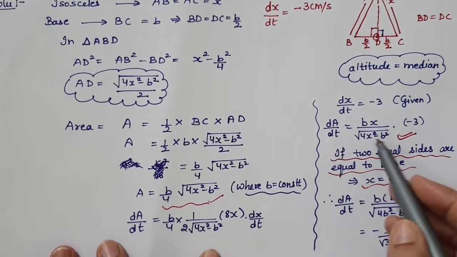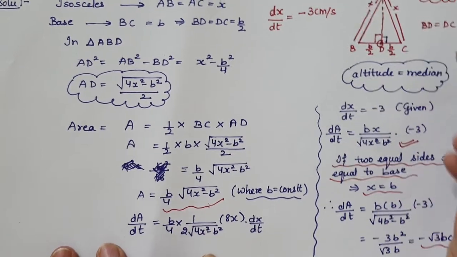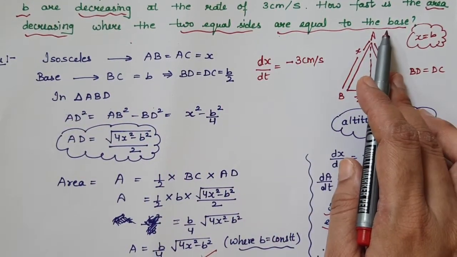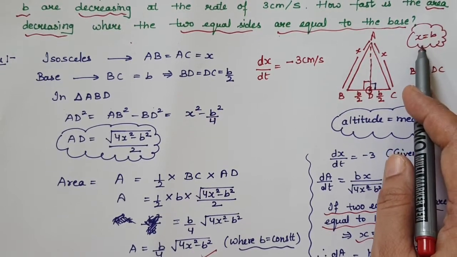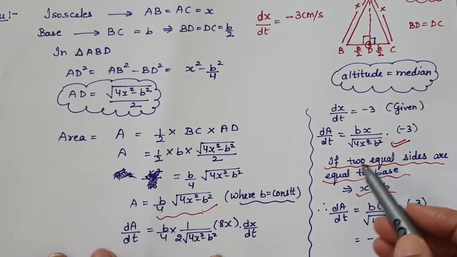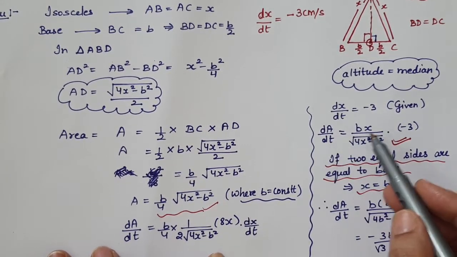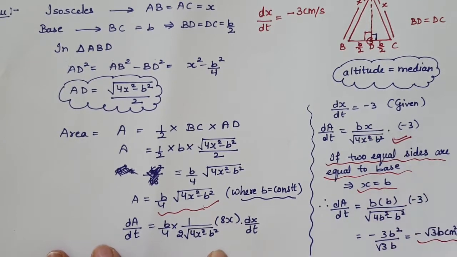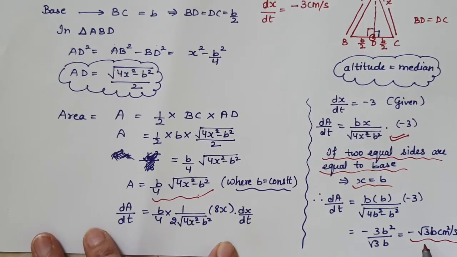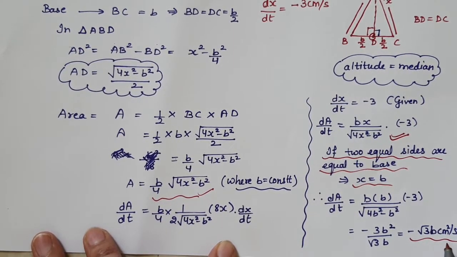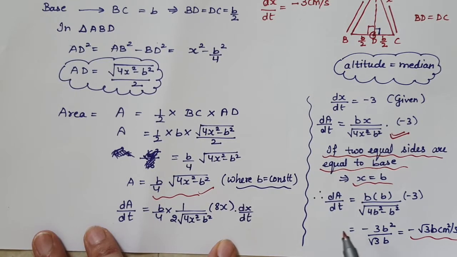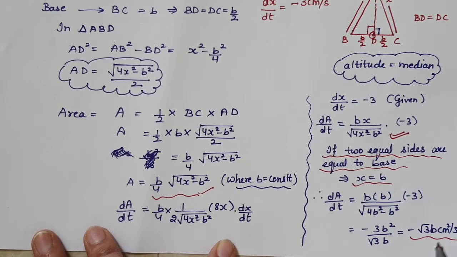Now we have to find this rate of change, and it is given to us that we need the decrease when two sides are equal to the base. So we want to find this rate of change in area when x is equal to b. All I have to do is substitute x equal to b in dA by dt. Replace x with b everywhere, and if you solve it, your answer comes out to be minus root 3 b centimeter square per second. Since it is negative, that means my area is decreasing at the rate of root 3 b.